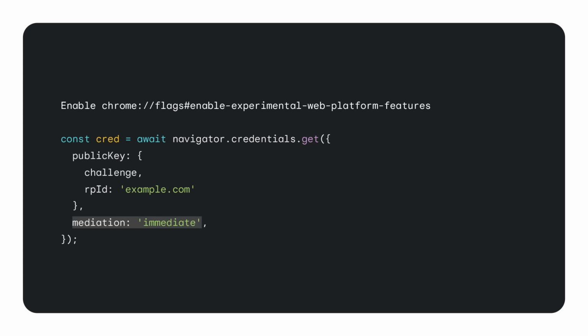Today, some requests for passkeys will still result in a QR code being shown to the user if a passkey isn't found on the current device. We're working on a new way to request passkeys that will let you prefer those which are on the device and immediately available for use. Just set mediation to immediate as shown on the screen. If no passkeys are available, instead of showing a QR code, we'll let you know so you can try to authenticate the user another way. We're aiming to bring this functionality to origin trial later this year.